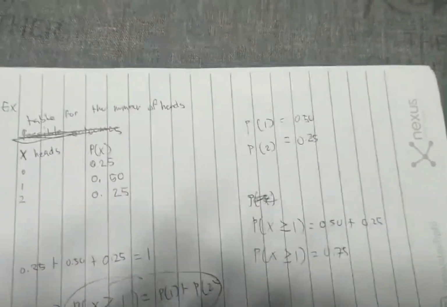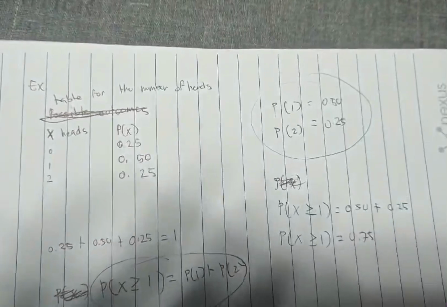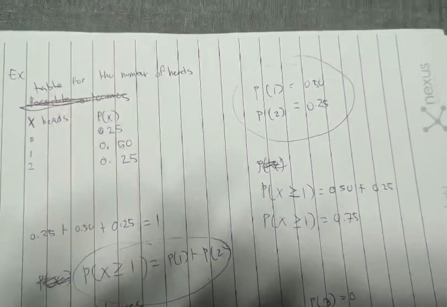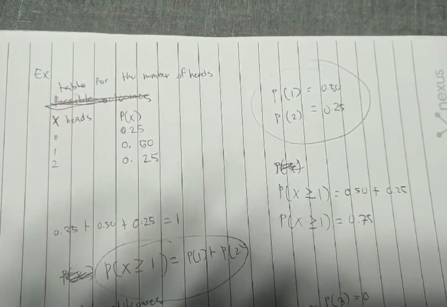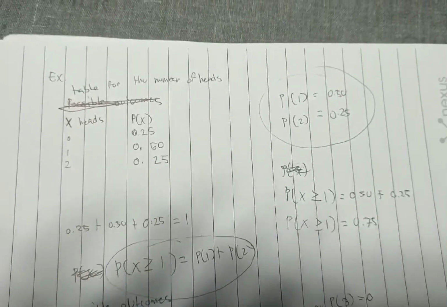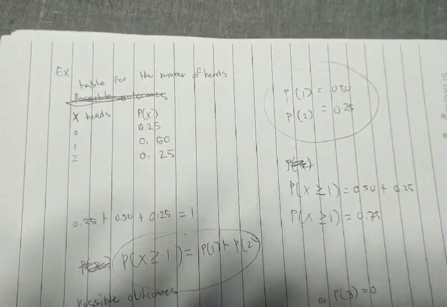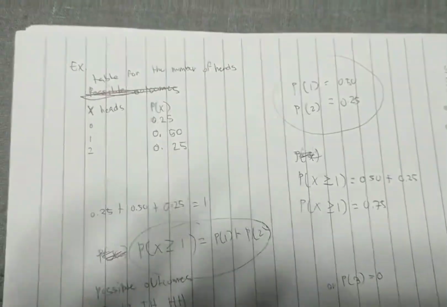From the table, the chance of getting 1 head is 0.50. The chance of getting 2 heads is 0.25. Now we add them together. 0.50 plus 0.25 equals 0.75. So the probability of getting 1 or more heads is 0.75 or 75%.